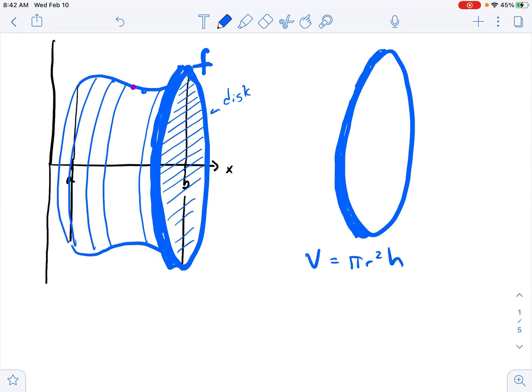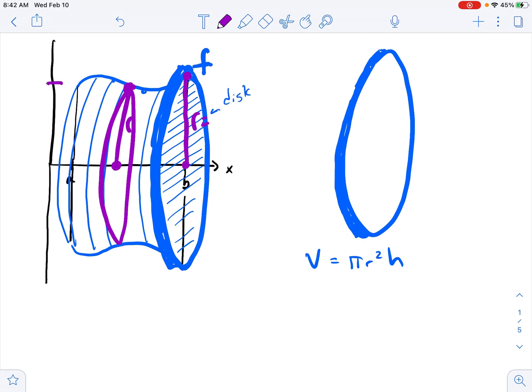Okay, well, what is the radius on this thing? If you think about it, the radius goes from the center of the circle to the edge of the circle, right? And so at any point along this series of disks, the way this is drawn, the radius is nothing more than going from the x-axis up to the function.